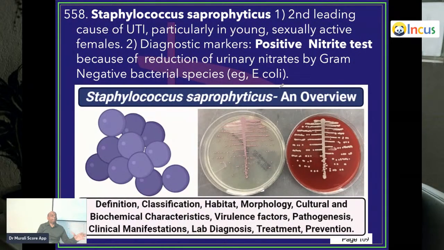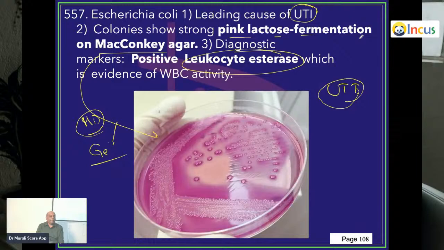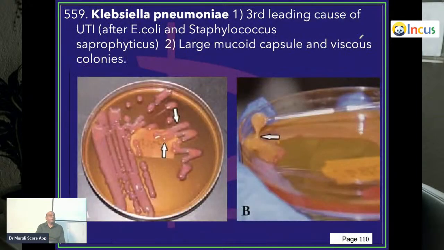Then Staphylococcus saprophyticus is the second leading cause of UTI, particularly in young sexually active females. It does not mean old sexually active females, it does not lead to, but it is more common in young sexually active females. Then diagnostic marker is what? Positive nitrate test, because it leads to reduction of urinary nitrate. Positive nitrate test. So Staphylococcus saprophyticus, don't forget. Similarly, pink lactose fermenter on MacConkey is E. coli, and leukocyte esterase positivity is E. coli is what you need to remember.